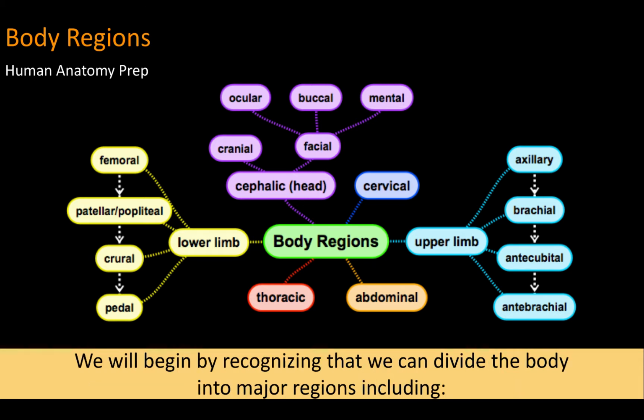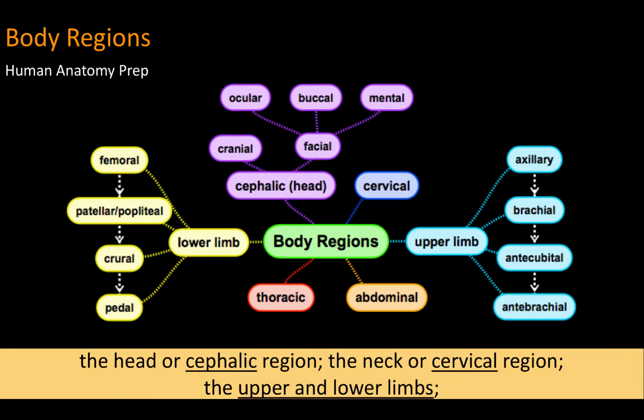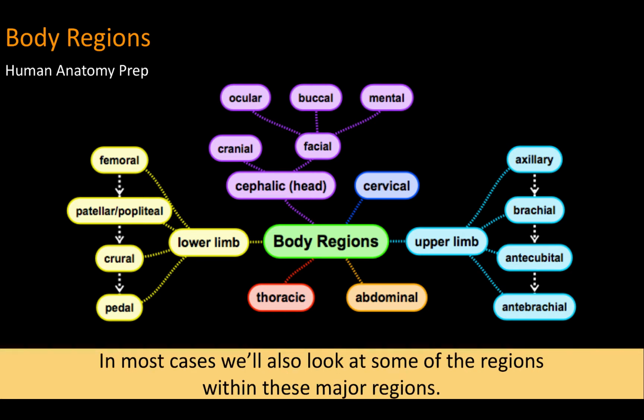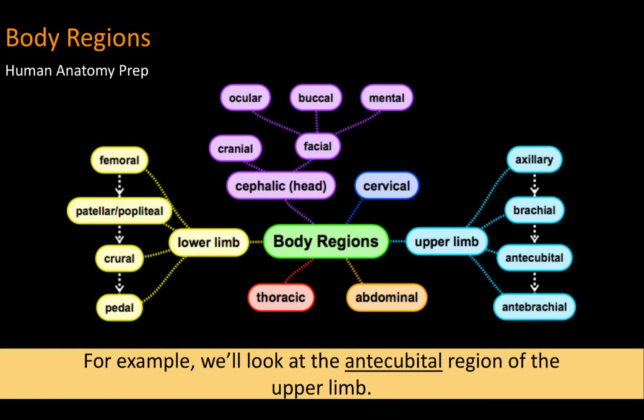We will begin by recognizing that we can divide the body into major regions, including the head or cephalic region, the neck or cervical region, the upper and lower limbs, and the thoracic and abdominal regions. In most cases, we'll also look at some of the regions within these major regions. For example, we'll look at the antecubital region of the upper limb.